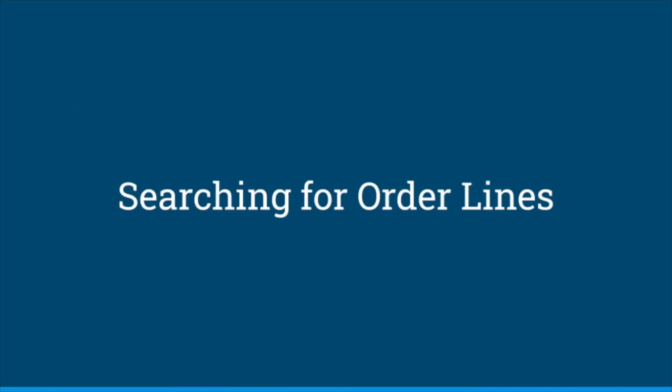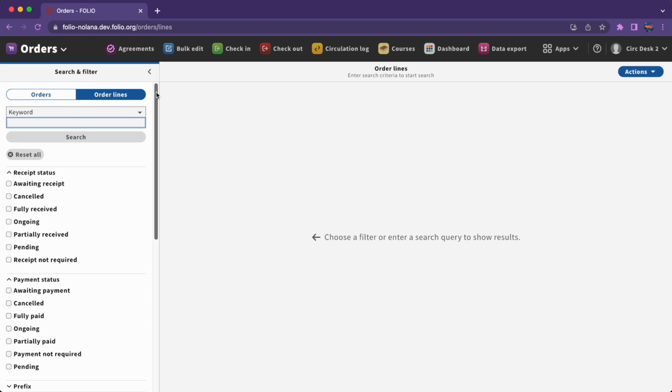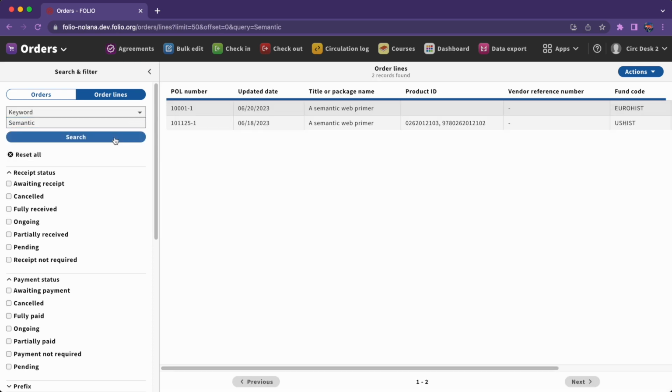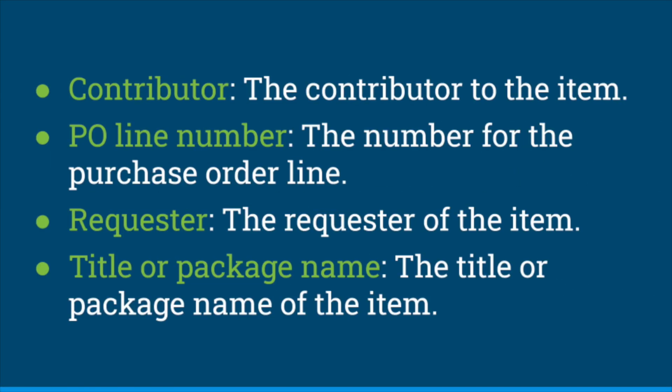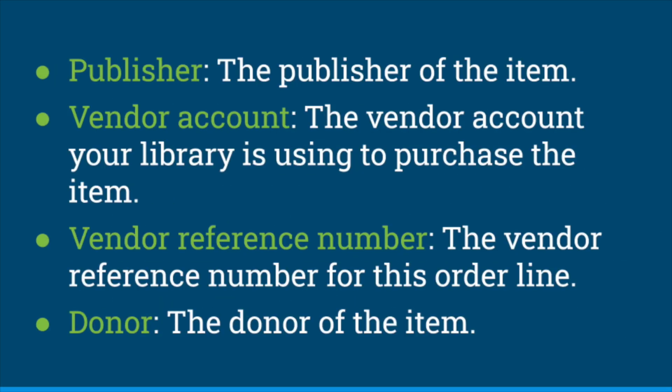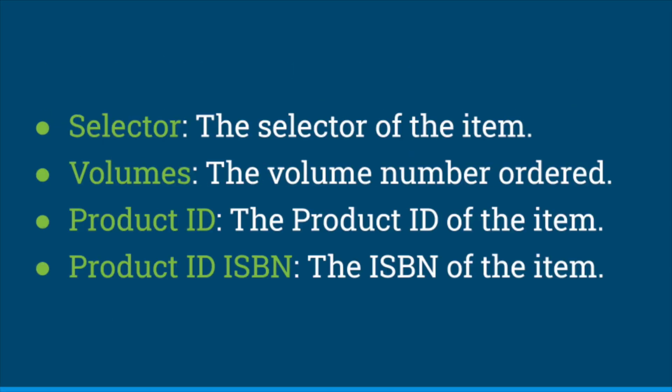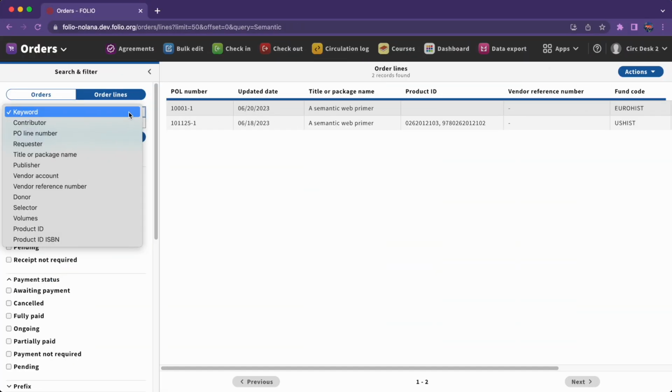We'll start by looking at how to search for an order line. To search for an order line, toggle the button group at the top of the Search and Filter pane to Order Lines. Enter your search terms into the box and hit Search. By default, you will be searching by keyword, but you can also search specifically by contributor, PO line number, requester, title or package name, publisher, vendor account, vendor reference number, donor, selector, volumes, product ID, or product ID ISBN. Keyword searches all of these fields together.